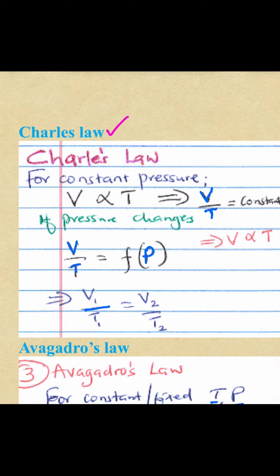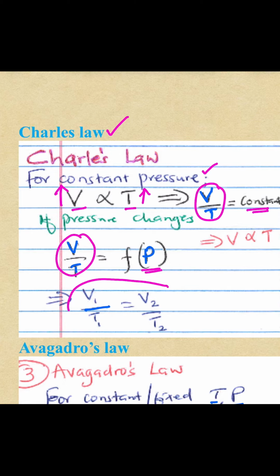Next, we look at Charles' law, and that says for constant pressure, volume is directly proportional to temperature, and therefore both volume and temperature will increase at the same time. Volume divided by temperature equals a constant. So volume divided by temperature is a function of pressure if the pressure changes. And from Charles' law, we end up with this equation, V1 over T1 equals V2 over T2.